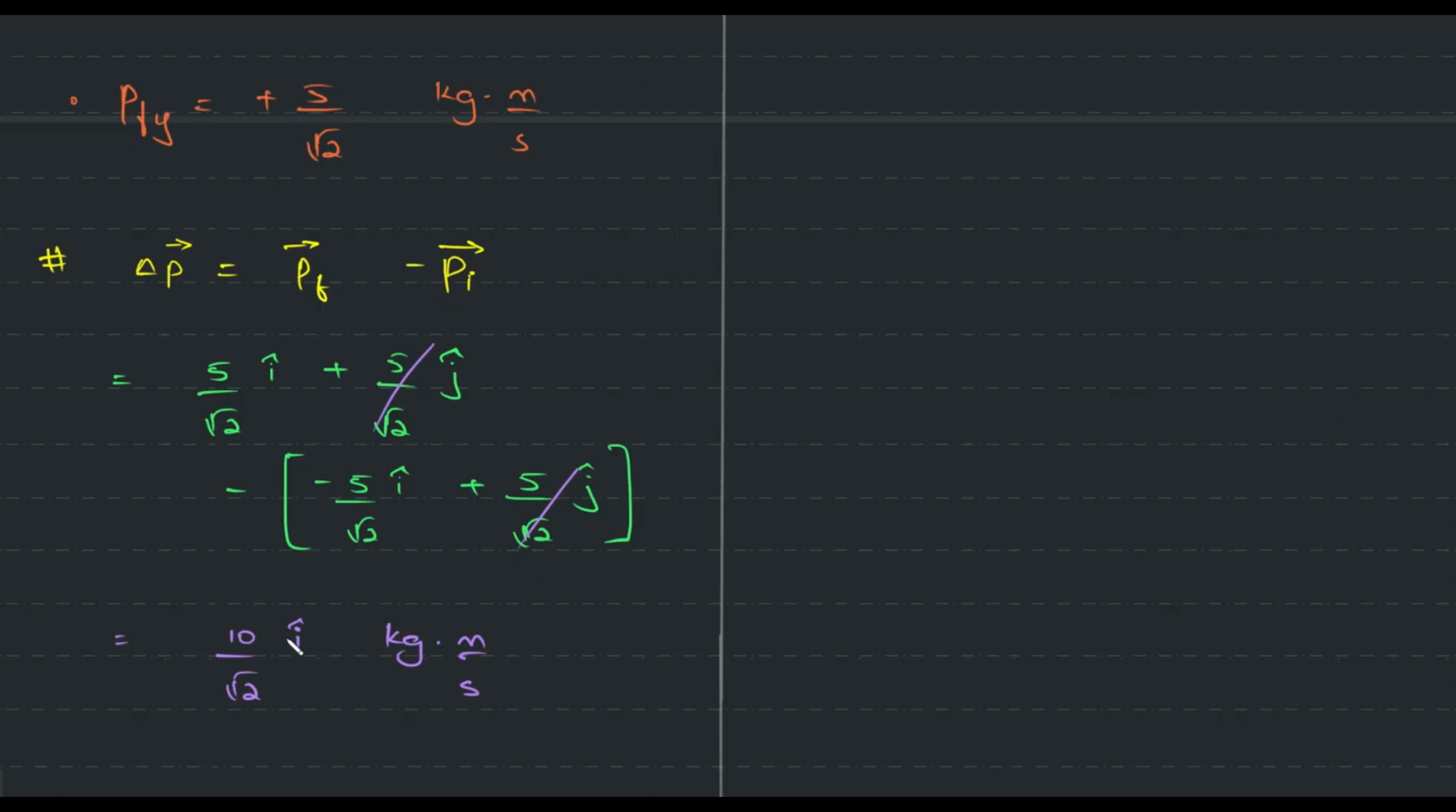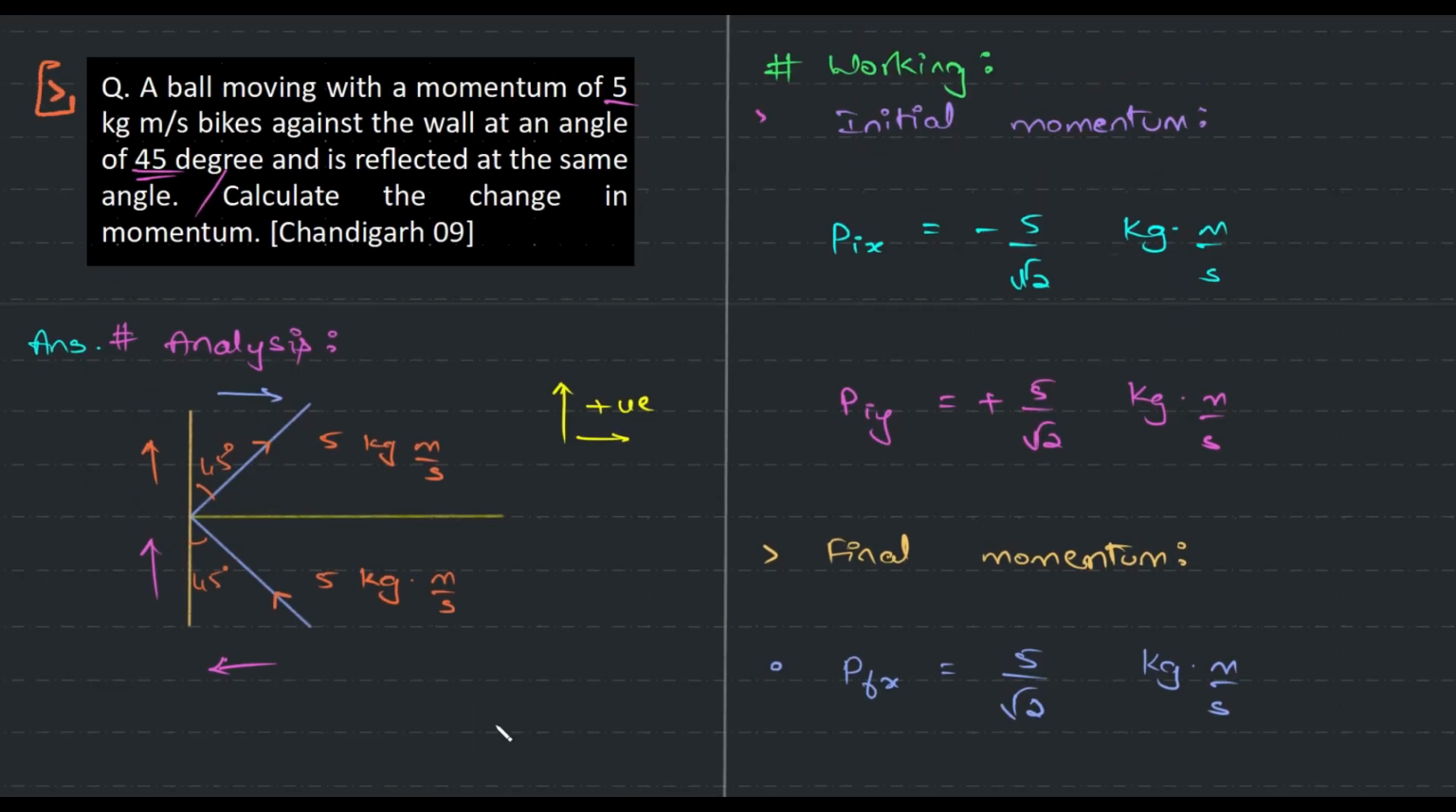So you can rationalize this and write this as 5 root 2. Actually, you should do that. This should be written as 5 root 2. If not, in theory exams, you will not get marks. Rationalization is what is expected. So you can do that. Okay, guys. So this is it.